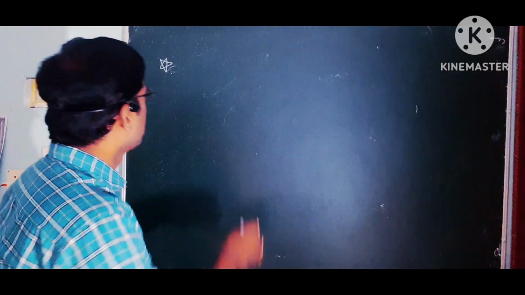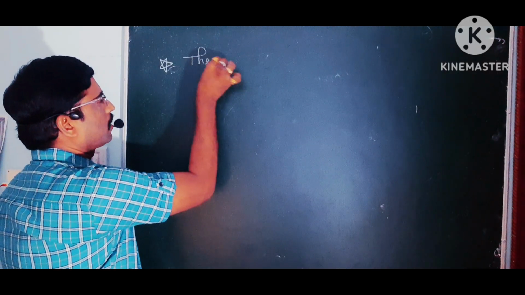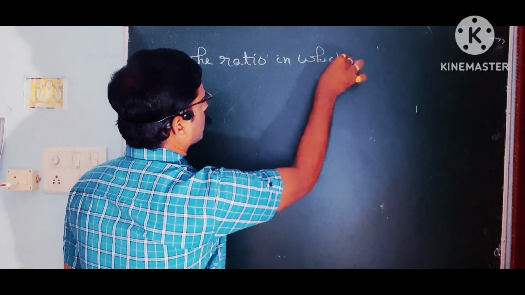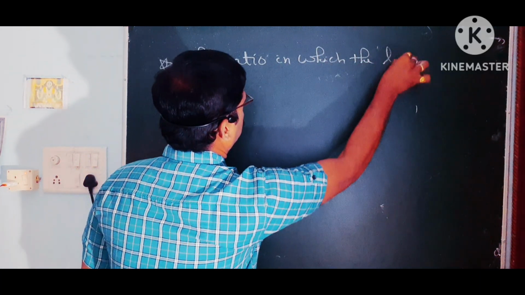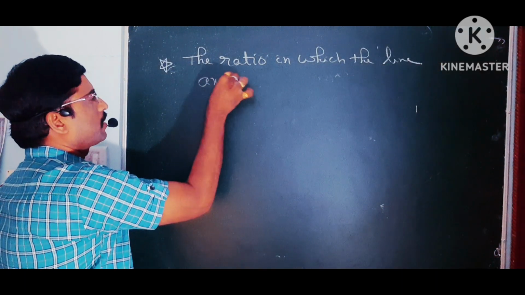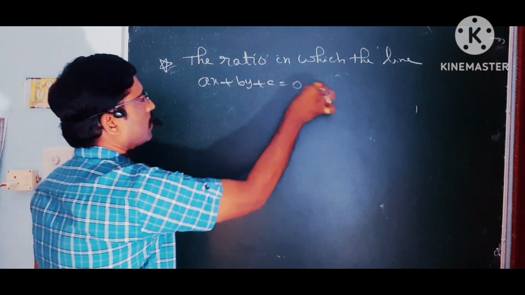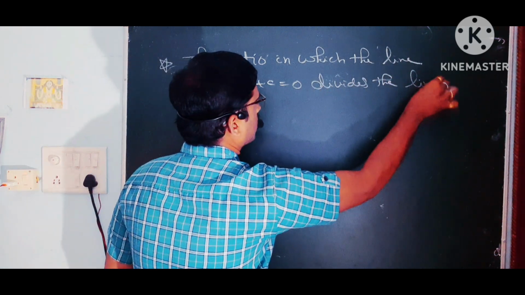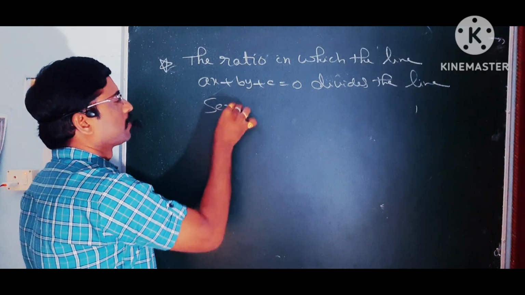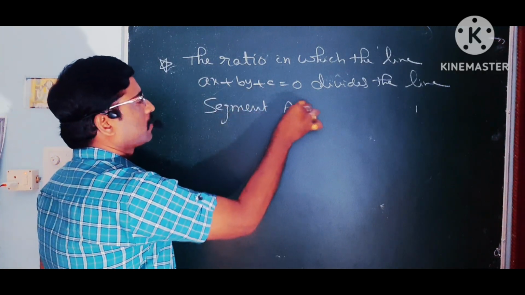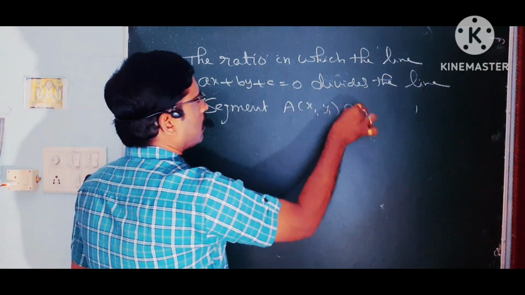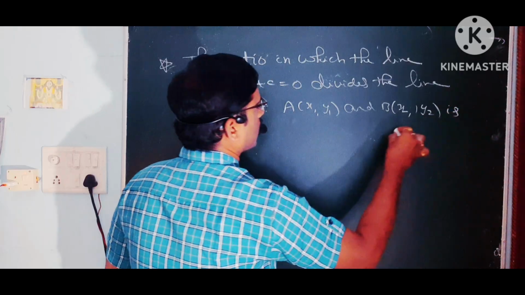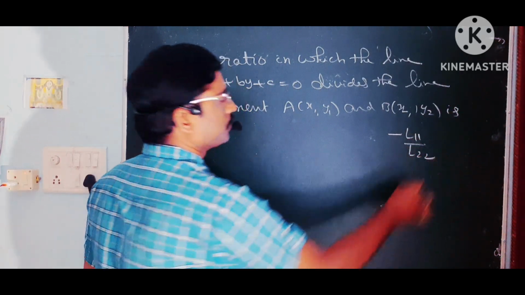Okay, now let me explain an important concept. The ratio in which the line ax plus by plus c is equal to 0 divides the line segment joining the points A(x1, y1) and B(x2, y2) is minus L11 by L22.